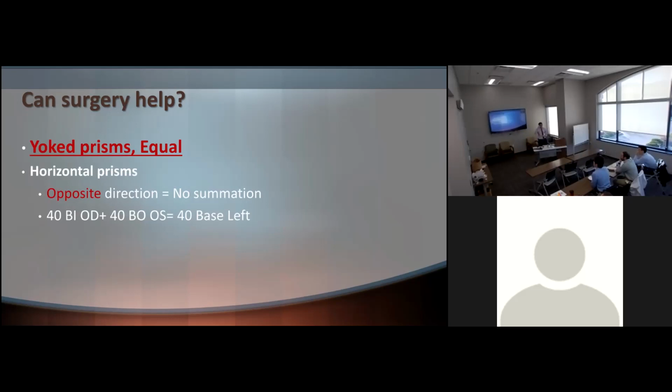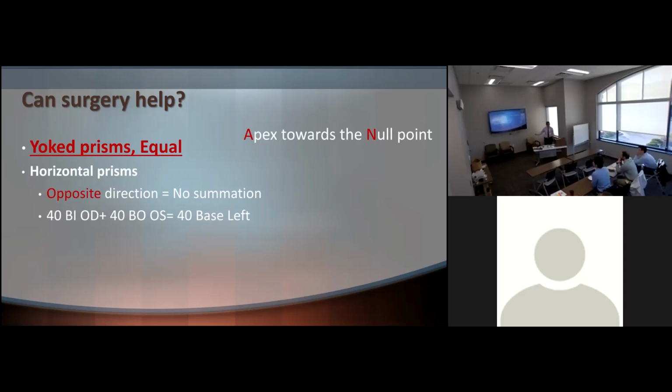If you hold 40 prism diopter base out in the right eye and 40 prism diopter base in the left eye, the net power is still 40. There will be no summation here. So 40 base in OD and 40 base out OS, the net power will still be 40, but base left toward the base. And this aims to move the null point to the apex.